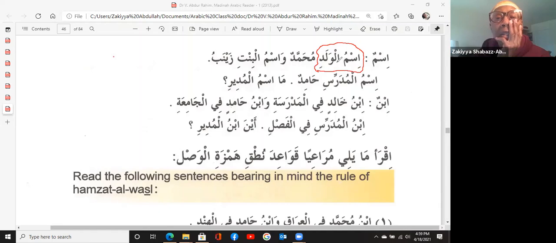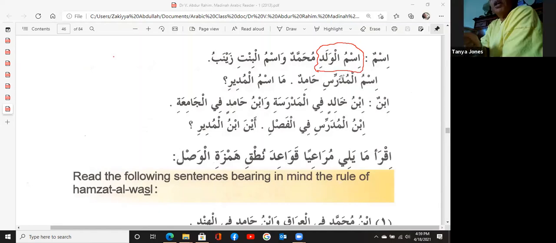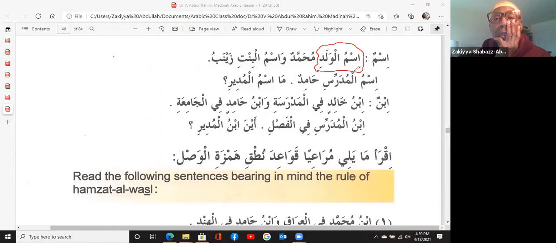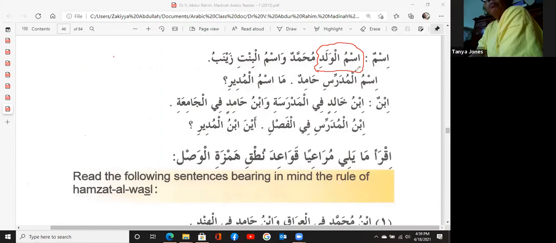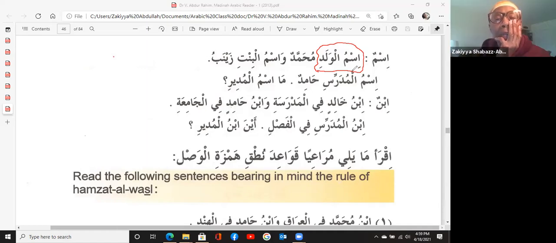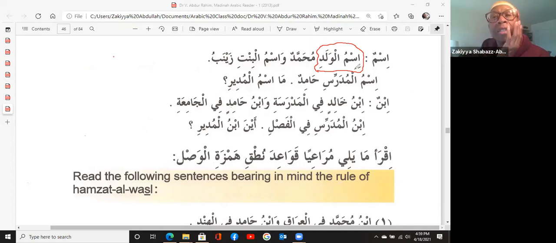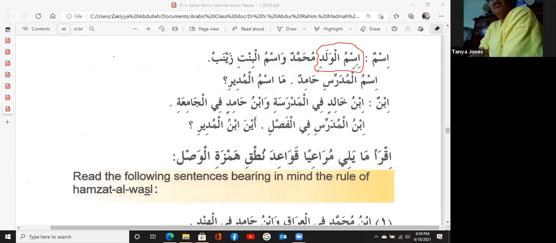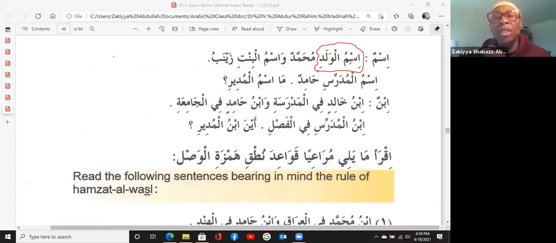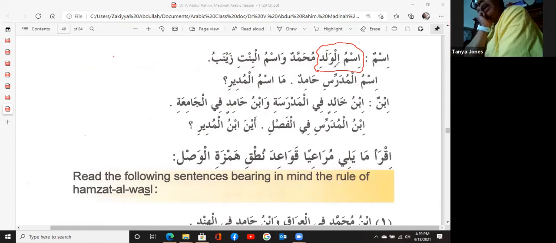And you have Al-Waladi. What is that telling you? The son of... what is coming first? The name. The name of what? Keep going. The name of what? Well, Waladu is boy. So translate this. The name of the boy. The boy's name. This is what I want y'all to see.